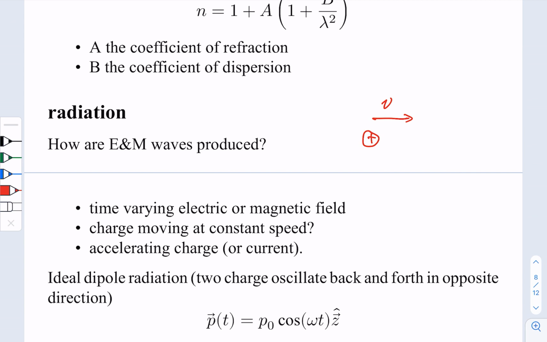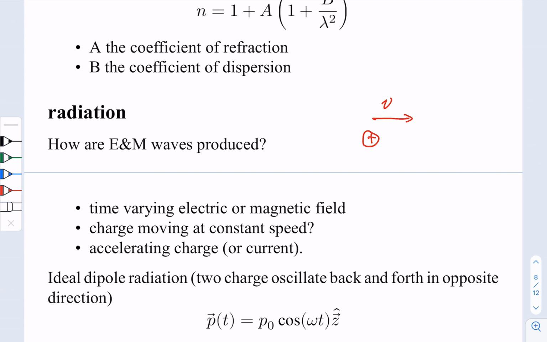Also, by the way, if you have a current that's accelerating or alternating, then it will produce a changing magnetic field, and this changing magnetic field can produce a changing electric field, which produces waves, in an infinite loop.